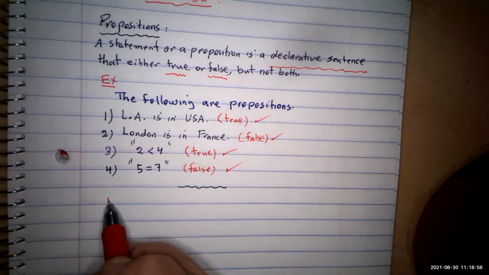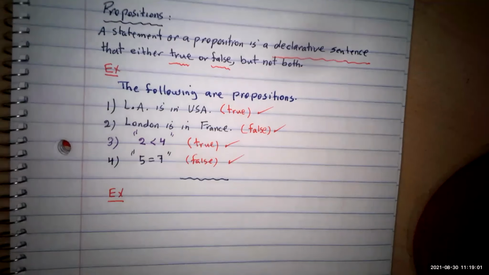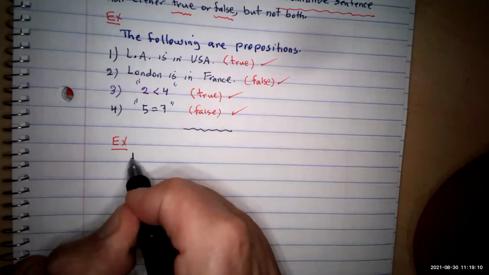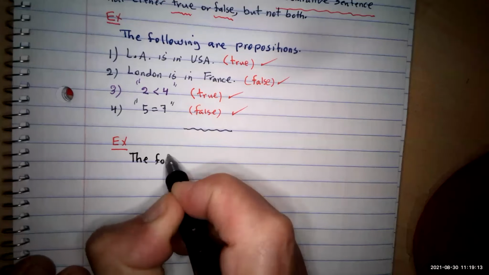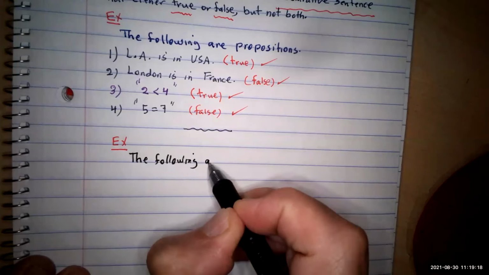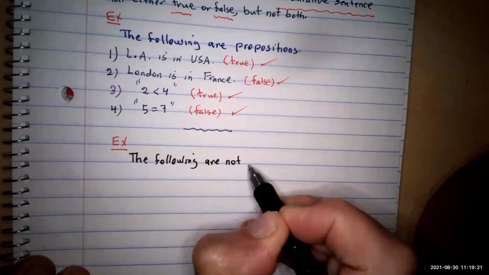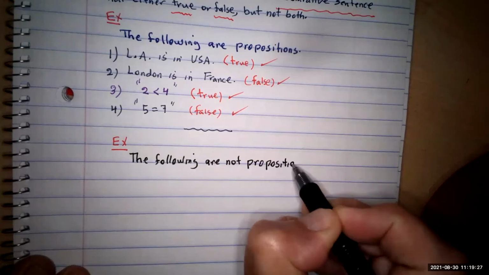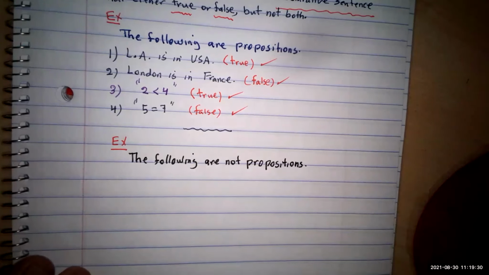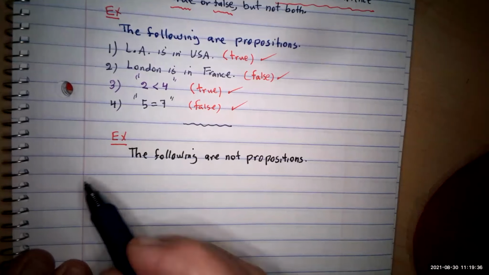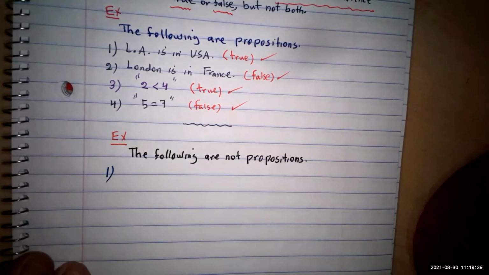So the second group. This is your first assignment; you get a number of them in your book. In this part, we know that the following are not propositions. Let's see what's wrong with these statements. Let's check the first one.